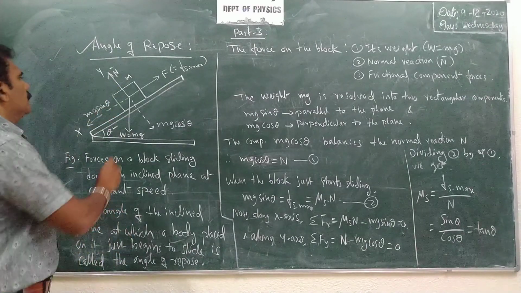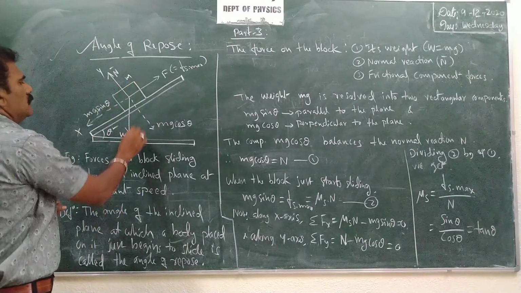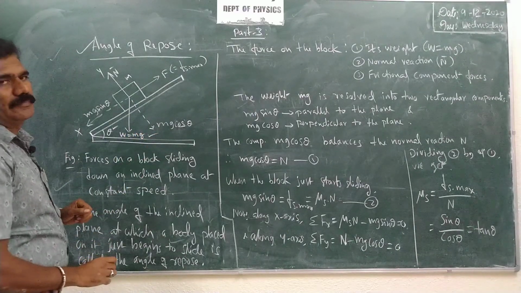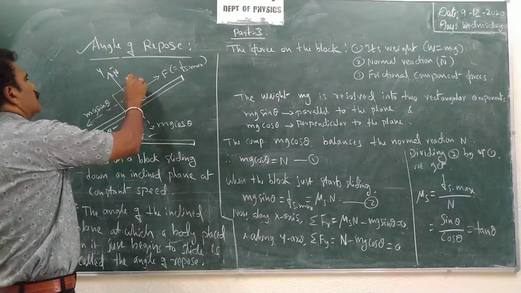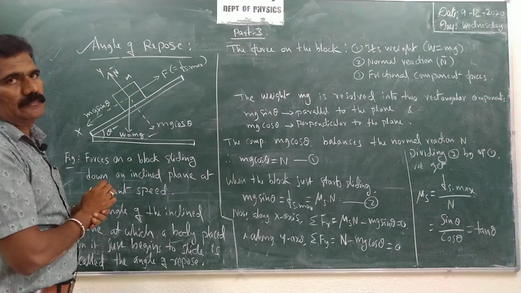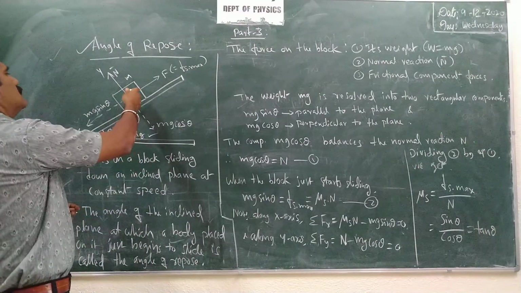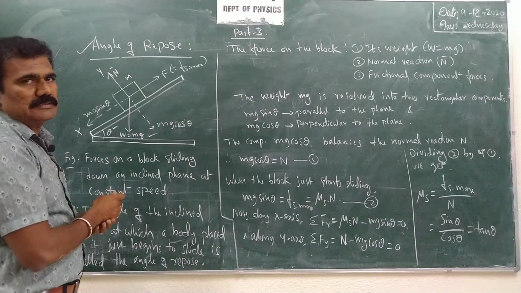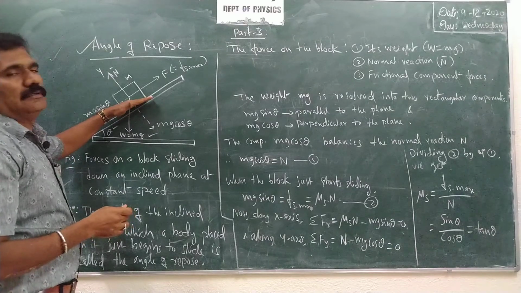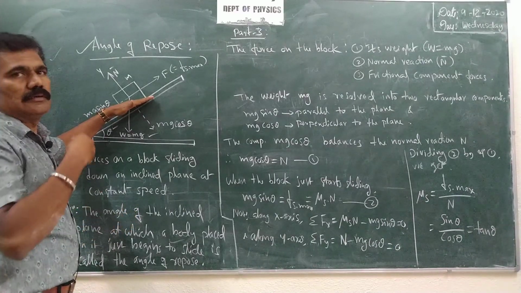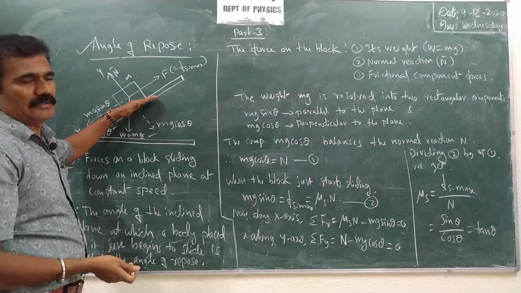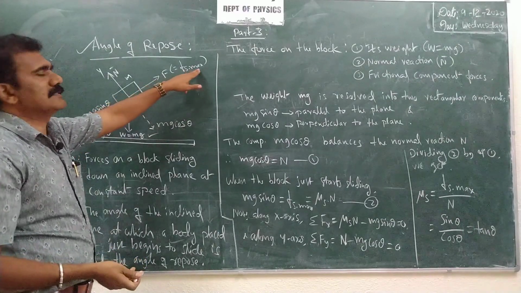See, first of all, the body of mass m will have the weight W equal to m into g, and then perpendicular to the surface we have the normal force. And suppose it is about to slide, what is the frictional force? About to slide means it is experiencing the maximum static friction. What is that maximum static friction called? Limiting friction, okay? That is equal to Fs maximum.